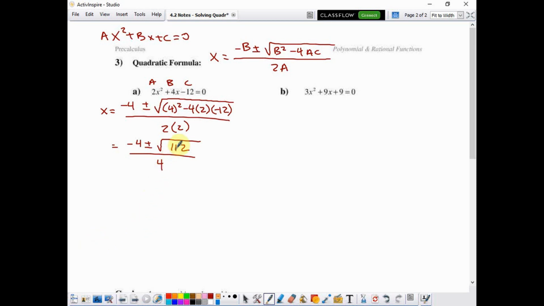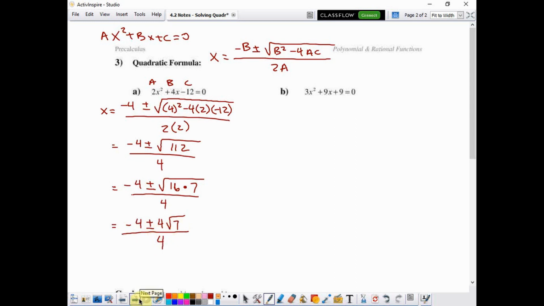112 can be split up into the product of two numbers, one of which is a square number. Negative 4 plus or minus the square root of, and the biggest square number that's going to go into 112 is 16. And it goes in 7 times. So 112 is 16 times 7. The benefit of doing that, now that I've got a square number right here, I can take the square root of 16 to simplify this. I get negative 4 plus or minus, square root of 16 is 4. Square root of 7 is irrational, so we'll just leave it as square root of 7, all over 4.